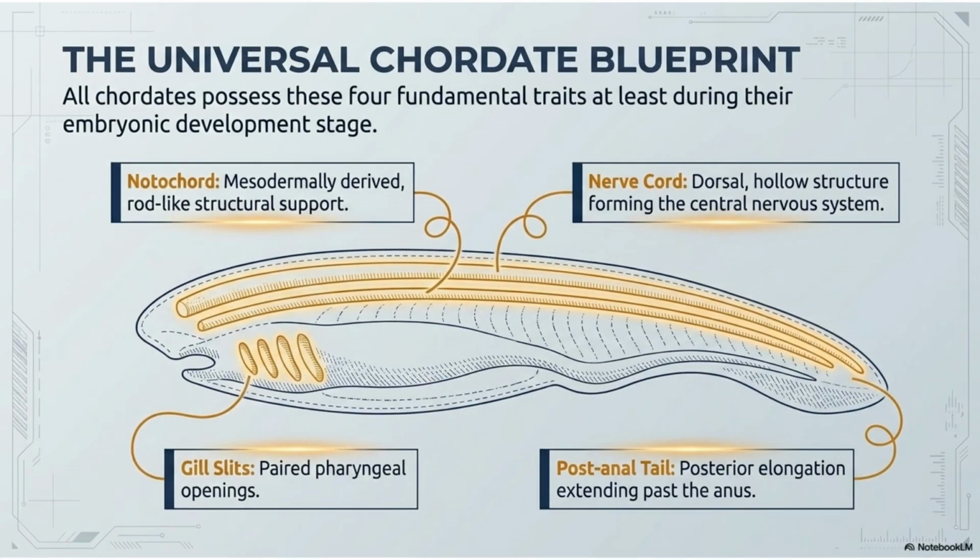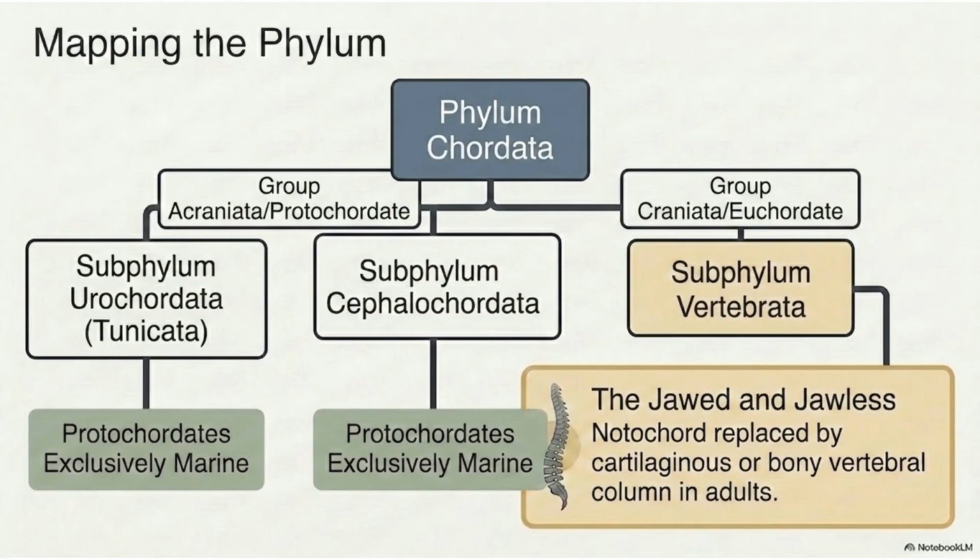The Universal Chordate Blueprint details the 4 fundamental traits present in all chordates during their embryonic stage. These are the notochord, single, dorsal, and hollow nerve cord, paired gill slits, and the postanal tail. Phylum Chordata is mapped into 2 groups, Acraniata/Protochordata and Craniata/Euchordata.